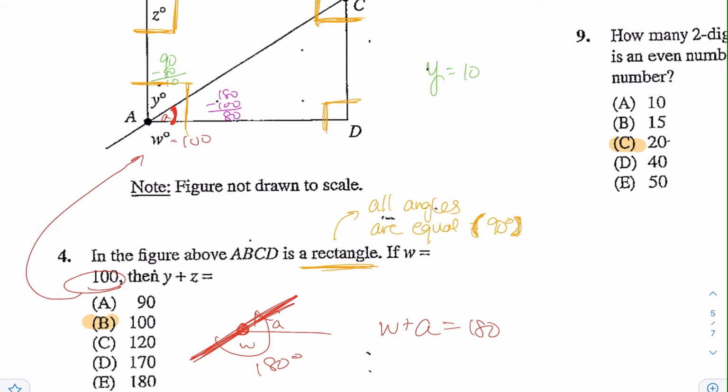So Y is equal to 10, and Z is equal to 100. Or, sorry, Z is equal to 90, because it's a right angle. You add them up, and you get 100 for Z plus Y. That's choice B.